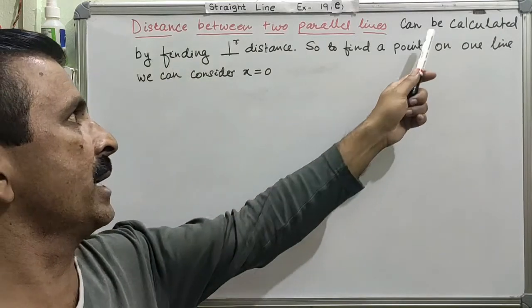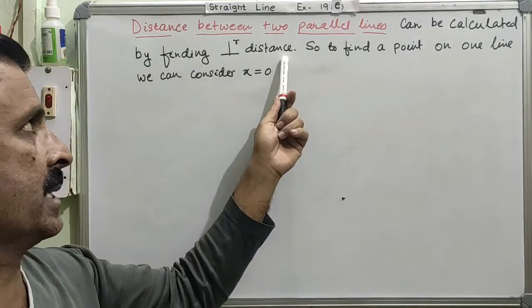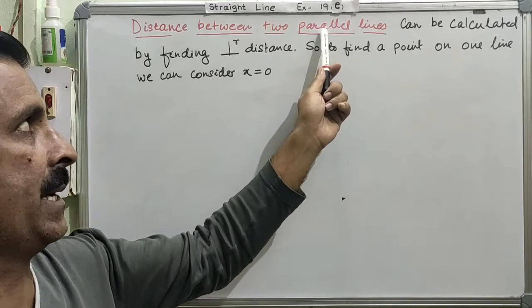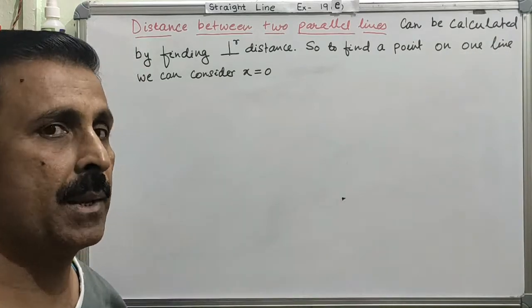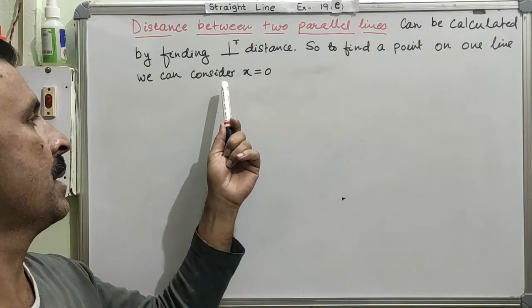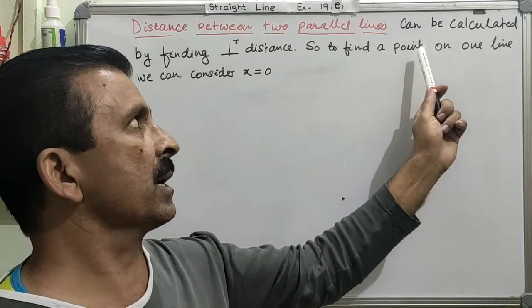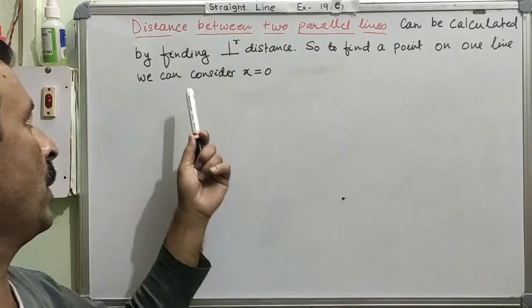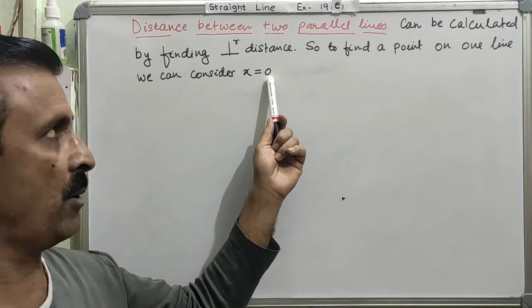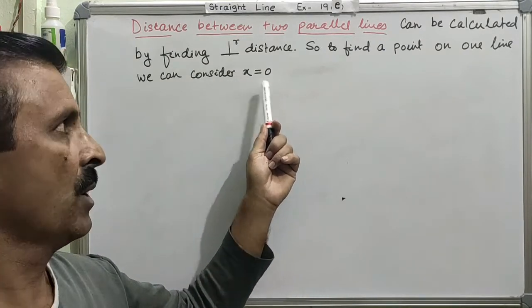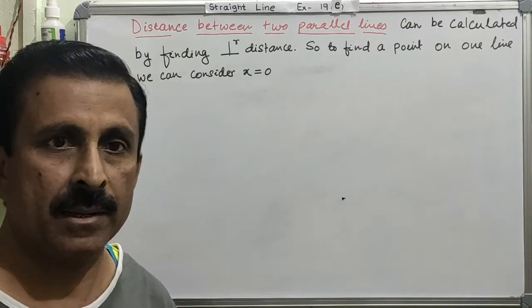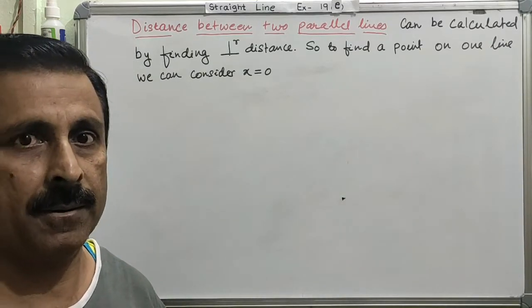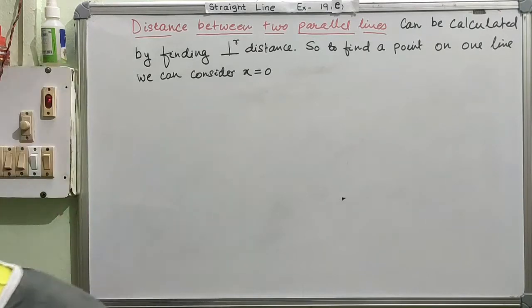So in order to find the distance between the two parallel lines, the distance can be calculated by finding the perpendicular distance. So we will find the perpendicular distance between the two lines. And to do so, we need to find a point on one line. Clear? To find the coordinate of a point on one line, we can consider x as equal to 0. So by assuming x as equal to 0, we will be able to calculate the perpendicular distance between the two parallel lines. Is this very clear? The more clarity will come through the question.